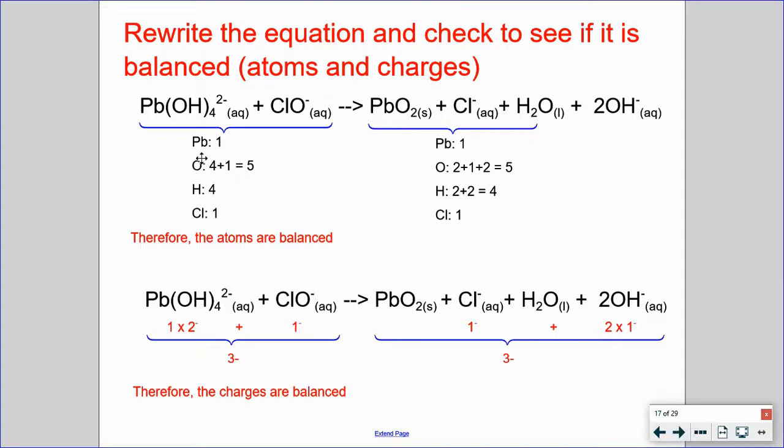We're first going to check to see if the atoms balance, and they do. Next, we're going to check to see if the charges balance. A 2 minus on this ion plus a 1 minus on this ion makes a 3 minus on the left-hand side, and a 1 minus on this ion and a 2 minus on this ion adds up to 3 minus on the right-hand side.